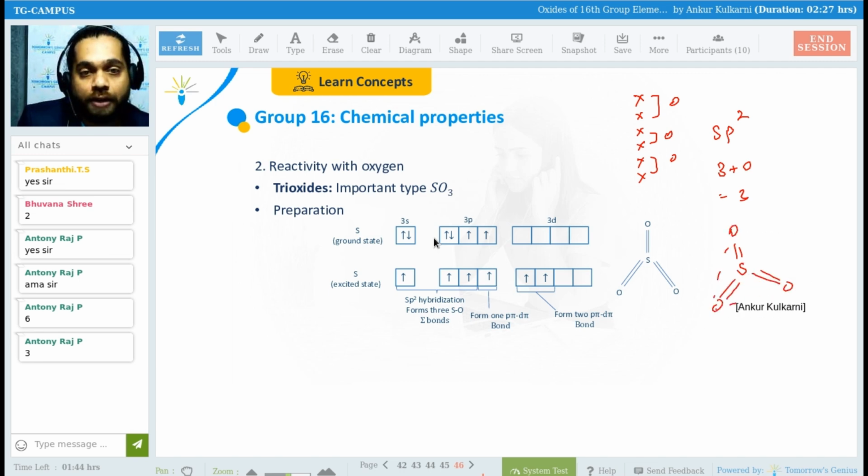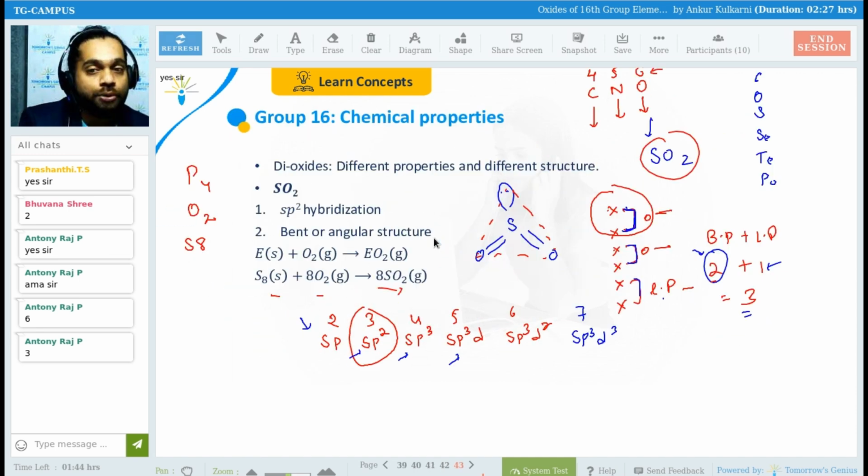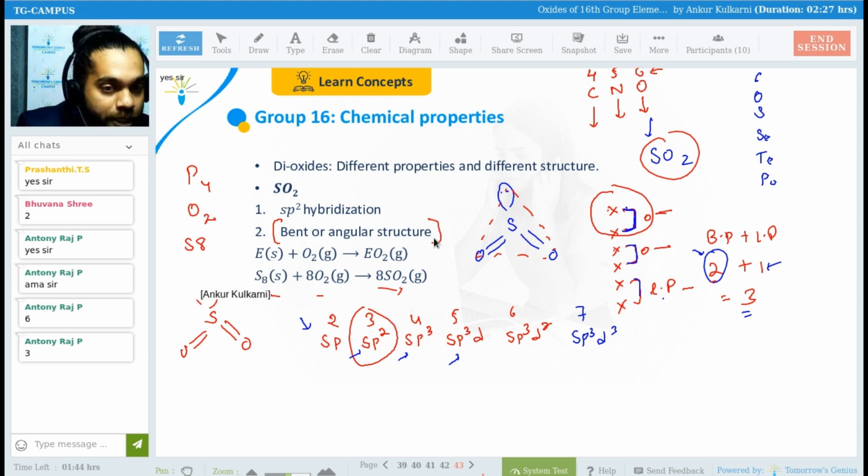So trigonal planar. Now one more important thing, understand this: geometry and shape are two different things. For example, let's come back to SO2. In the geometry, as I told you, it is trigonal planar. But in the shape, what is written over here? Bent or angular. That is because when we talk about shape, we do not consider the lone pair. I will draw this geometry, trigonal planar, and erase the lone pair. That will be my shape.